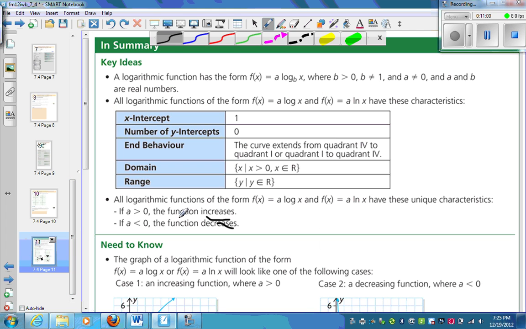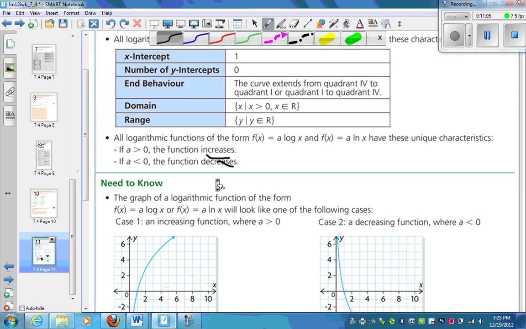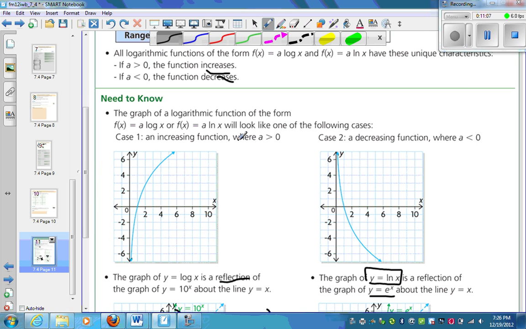So again, if you want to turn to this page in your textbook, this gives you all that key information you need. The key is whether it's increasing or decreasing. Remember, it's the a value that tells you that.